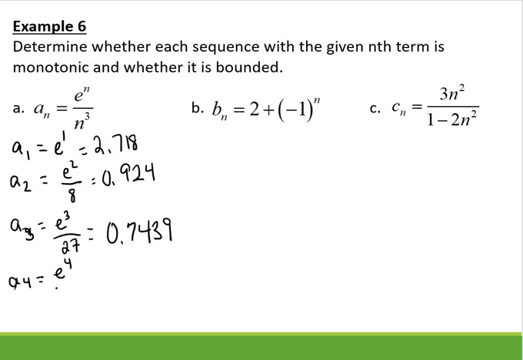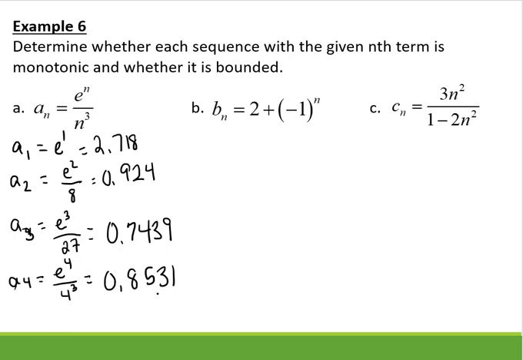E to the fourth, I apologize, I didn't do these ahead of time. Ooh, I'm glad that I did this last one because I was looking at this and in my notes, I have that this is not monotonic. And I noticed that my numbers keep going down, but then when I get to e to the fourth, I start increasing again.